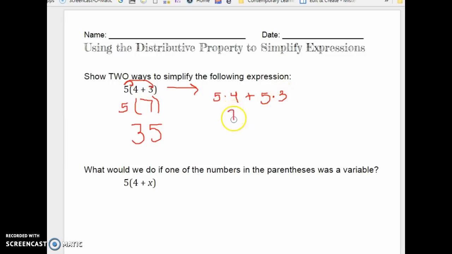5 times 4 is 20. 5 times 3 is 15. And I know when I add those two together, I do get 35. So in either way, I get the same answer. That's good to know because we might have to use one of these two ways to solve the distributive property.